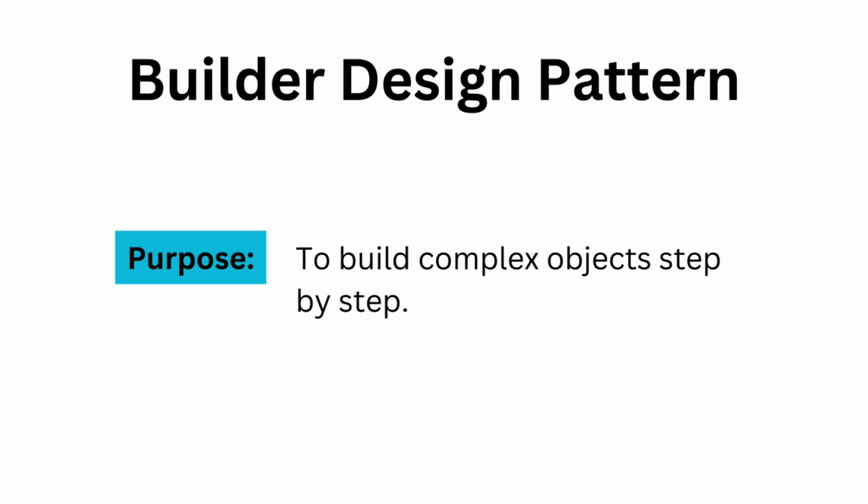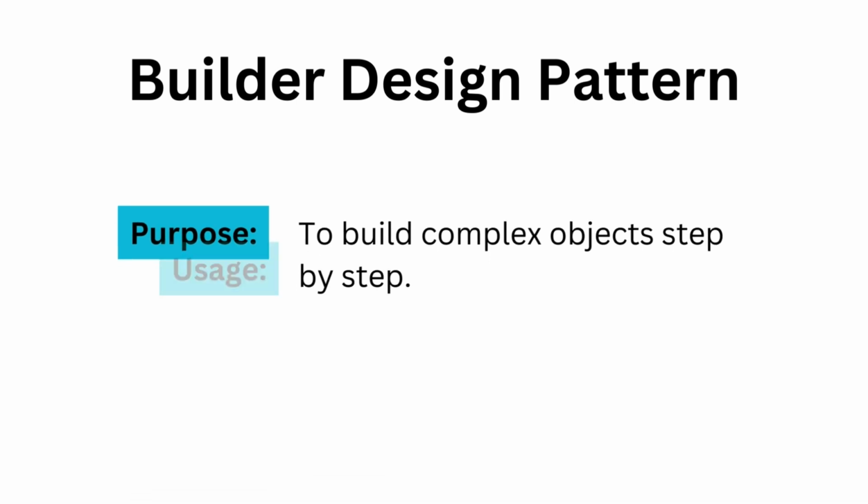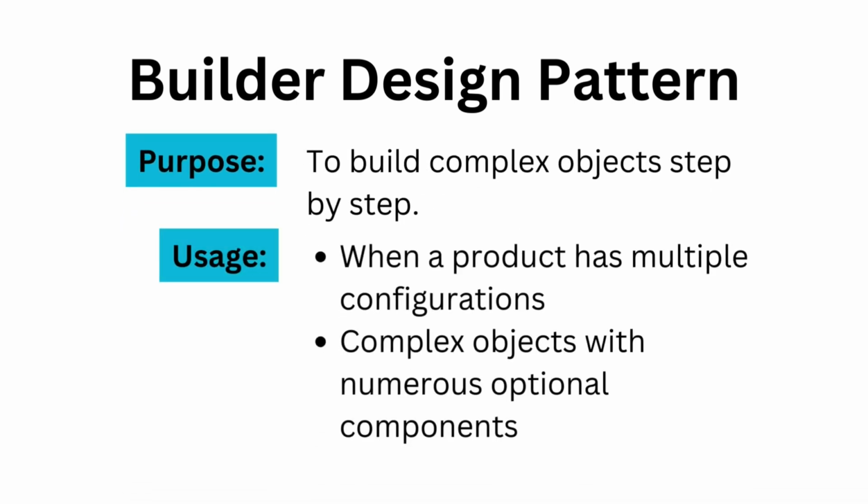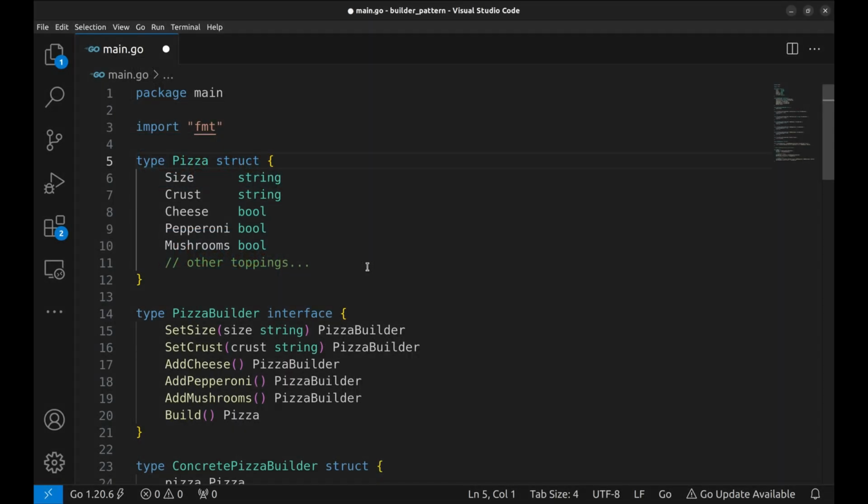It's like a master chef meticulously adding ingredients to create a perfect dish, allowing programmers to build objects step by step, ensuring flexibility and clarity in their code. Now, let's explore how this pattern can simplify the process of creating a customizable pizza order.